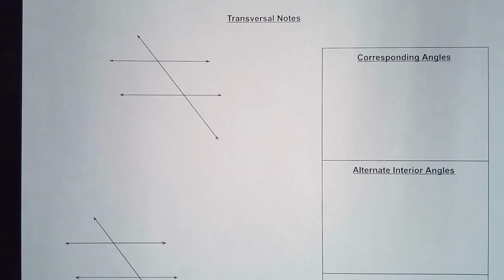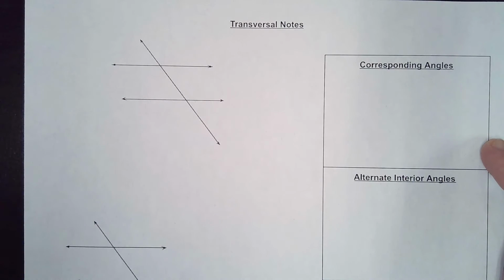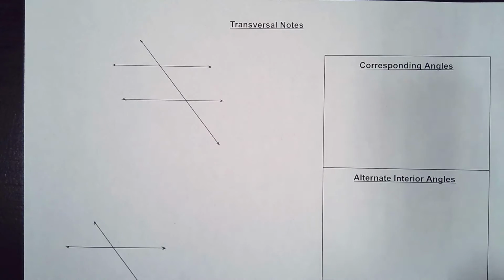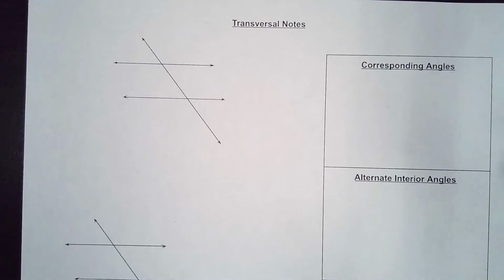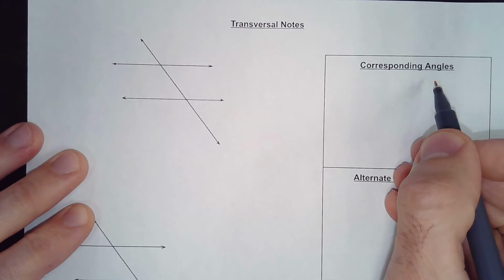Today we're going to be talking about transversals and these different kinds of angle relationships. All of the angle relationships we're going to be talking about today are angles that are equal or congruent to each other. So I'm going to show what these different things mean and how these angle relationships work. So, corresponding angles.